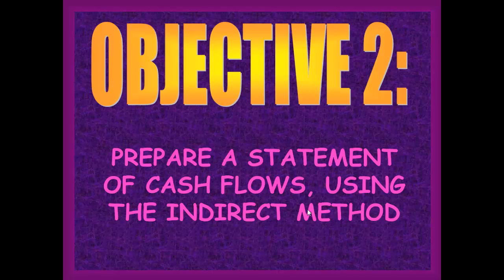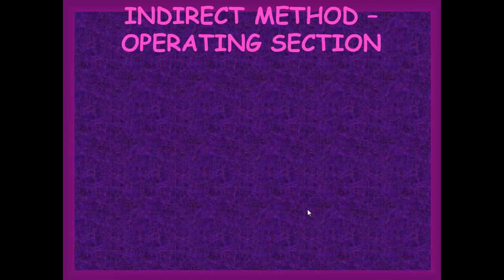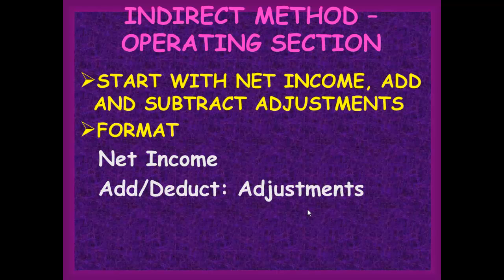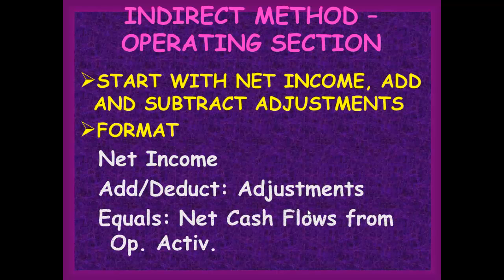So from a student standpoint, it's a very good thing that FASB does it that way. Let's talk about doing the operating section using the indirect method then. The format of the operating section with the indirect method says we start off with net income, and then we will add and subtract adjustments. So net income, plus or minus some things, is my cash flows from operating activities.